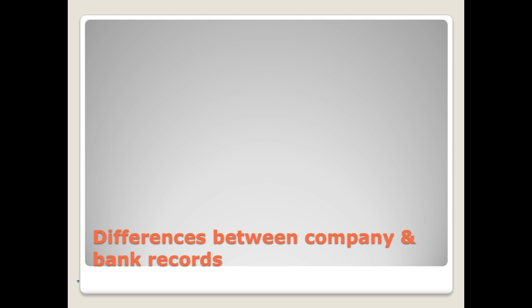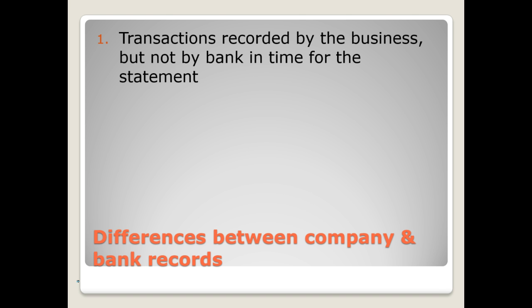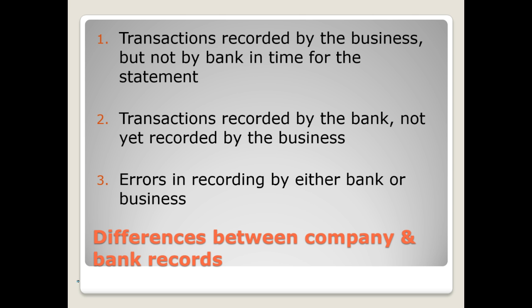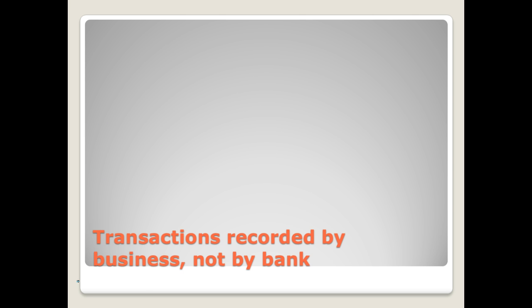Okay, what are some of the differences between company and bank records? Well, transactions that might have been recorded by the business maybe did not make it into the bank in time or did not clear the bank in time for that month's statement. There also will probably be some transactions recorded by the bank that were not yet recorded by the business, and like we said earlier, there could be errors by either the bank or the company.